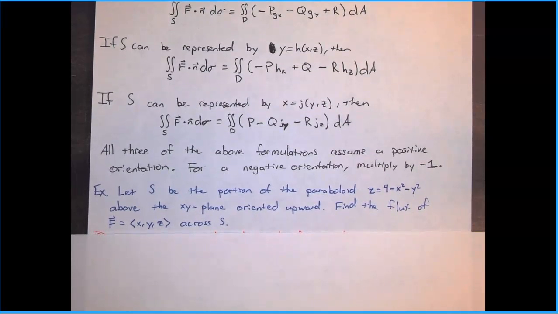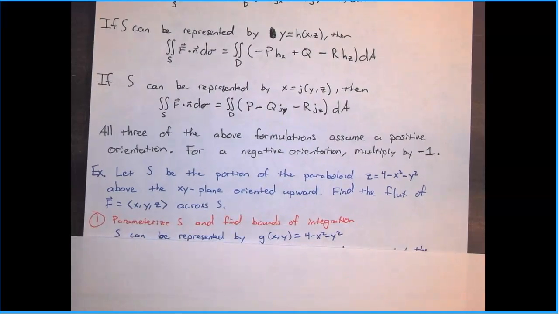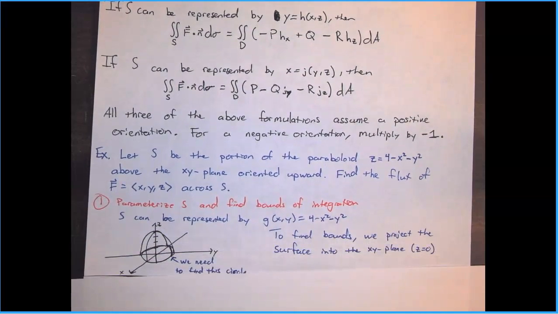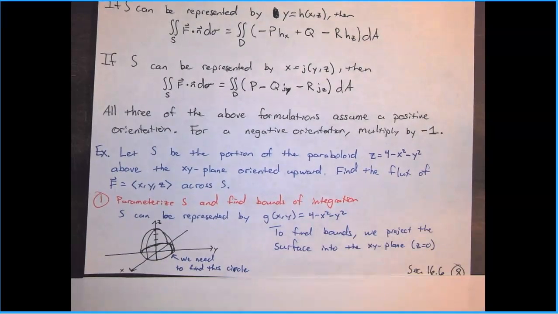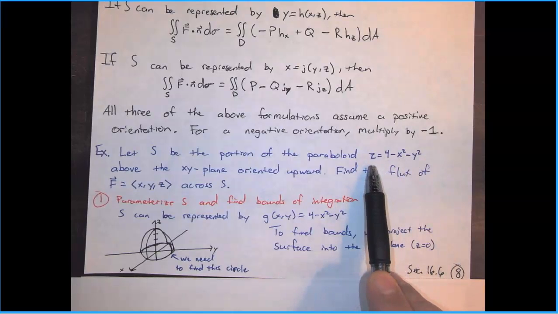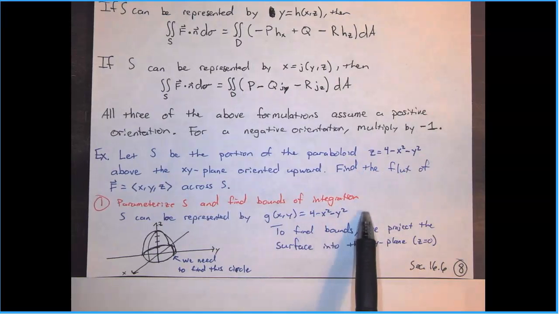So let S be the portion of the paraboloid z equals 4 minus x squared minus y squared above the xy plane, oriented upward. Find the flux of the vector field xyz across S. So we're going to parameterize S and find bounds of integration. Well, we can see this surface is already solved for z. So this surface can be represented as a function of x and y, and it's just 4 minus x squared minus y squared. In order to find bounds of integration, I need to know what region I get when I project this surface into the xy plane.